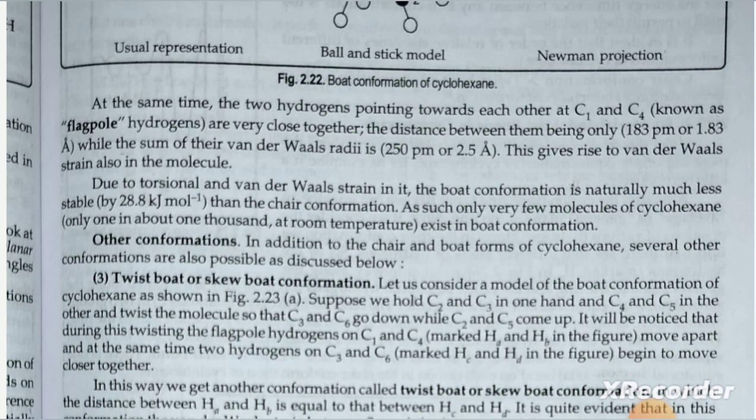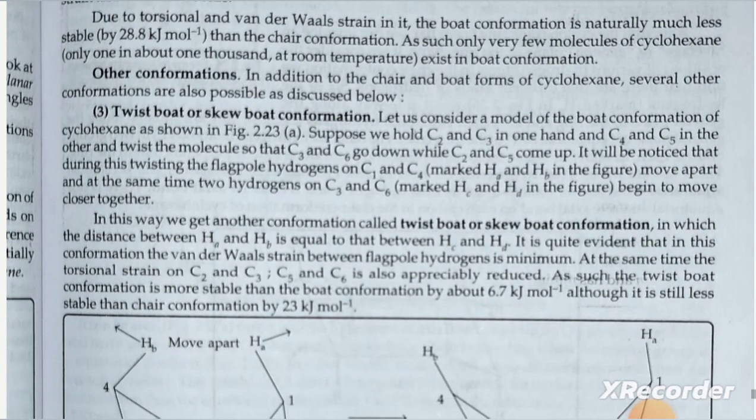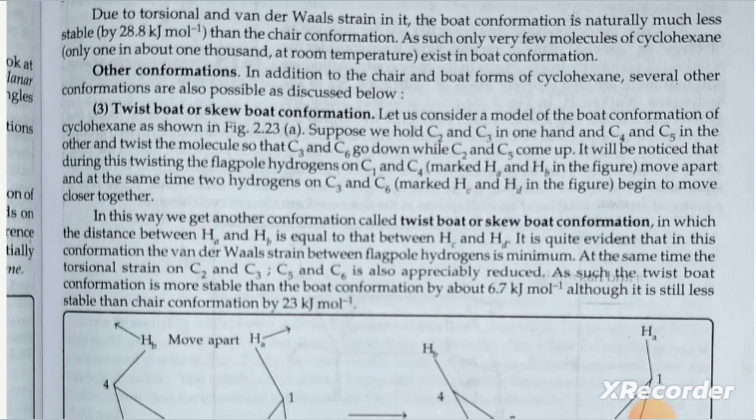Due to the torsional and van der Waals strain in it, the boat conformation is naturally much less stable by 28.8 kJ mole inverse than the chair conformation. As such, only very few molecules of cyclohexane, only one in about 1000 at room temperature, exist in boat conformation. Other conformations: in addition to chair and boat forms of cyclohexane, several other conformations are also possible as discussed below.